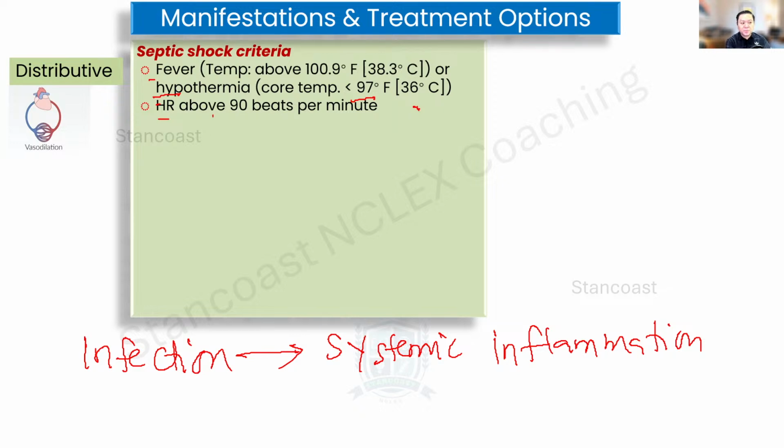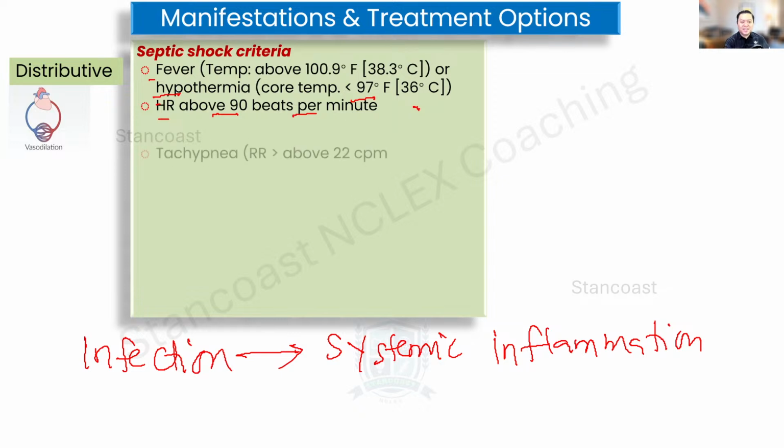Heart rate will be above 90 beats per minute. We know, right, that the normal range of the adult heart rate is somewhere between 60 to 100. Anything above is tachycardia. But here, the new criteria for sepsis actually includes heart rate above 90 beats per minute. And that is just one of those criteria, okay?